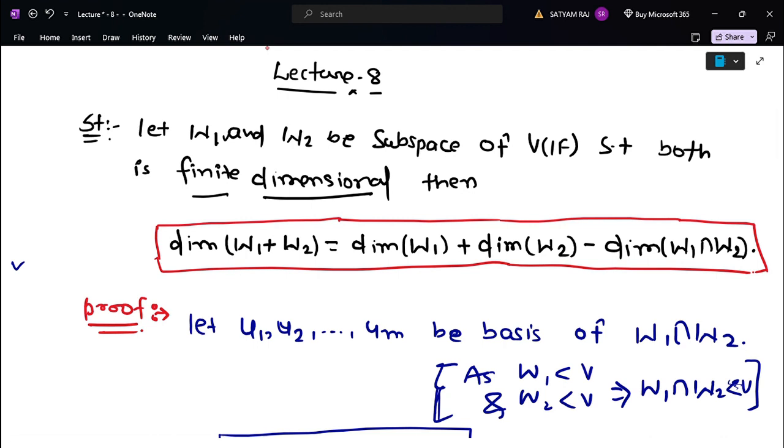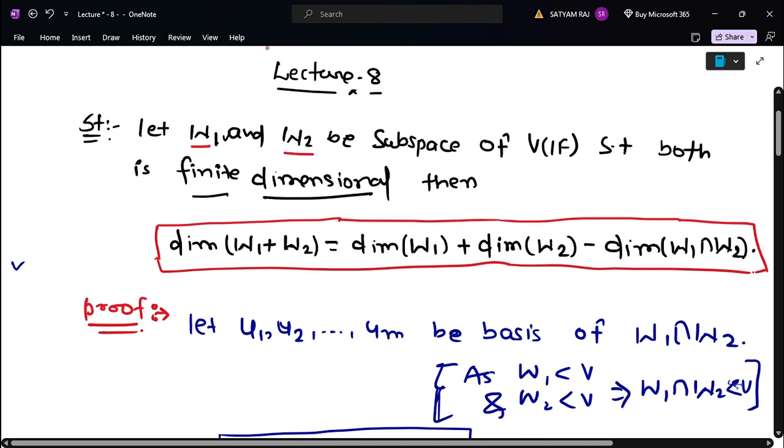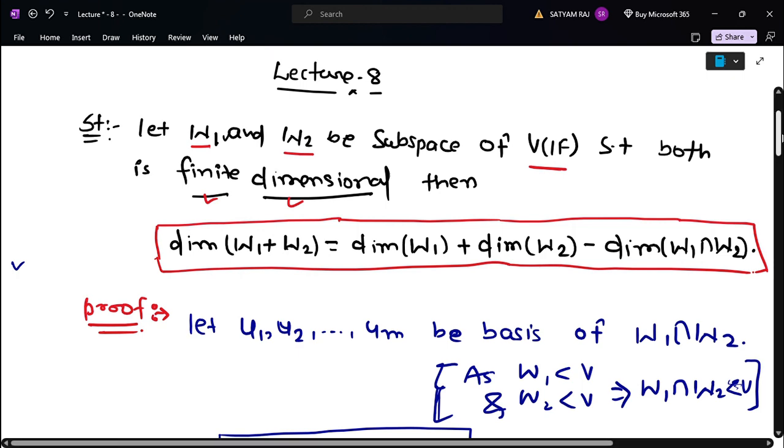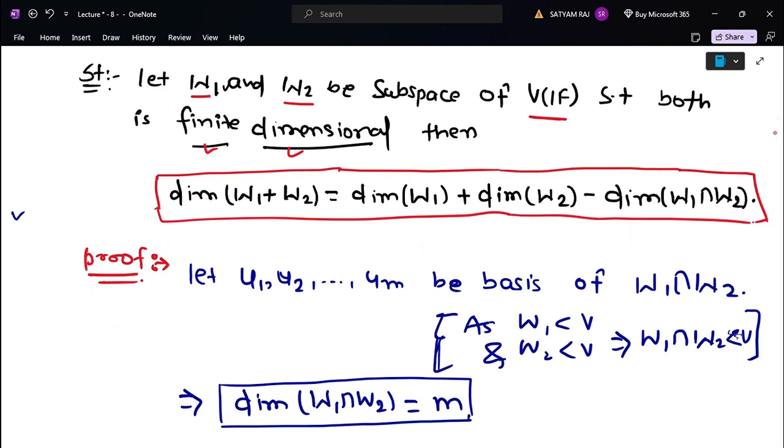Yeah, in this lecture, we will prove the theorem which says that when we have two subspaces W1 and W2 of a vector space V over F which is finite dimensional, it means the cardinality of a basis for W1 is finite and the cardinality of a basis for W2 is finite. Then what is the dimension? Dimension is the cardinality of a basis.